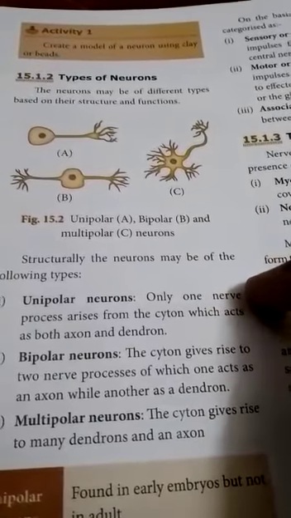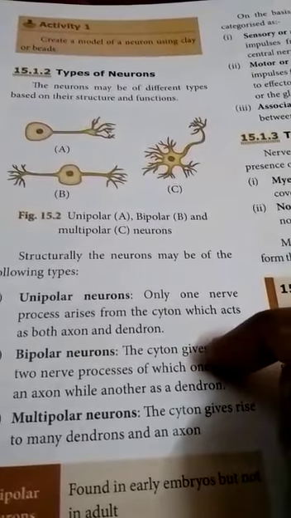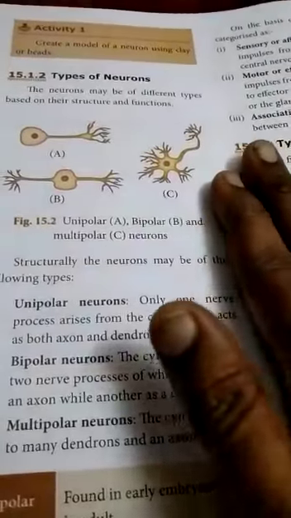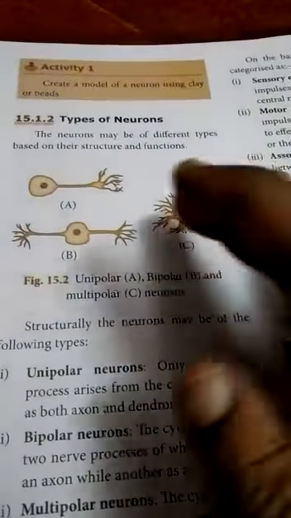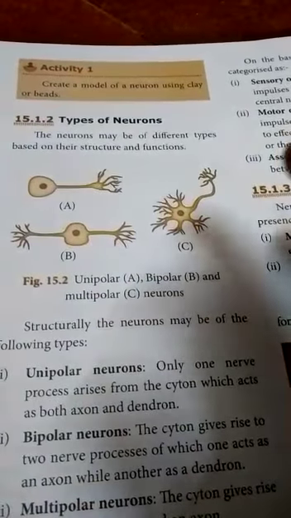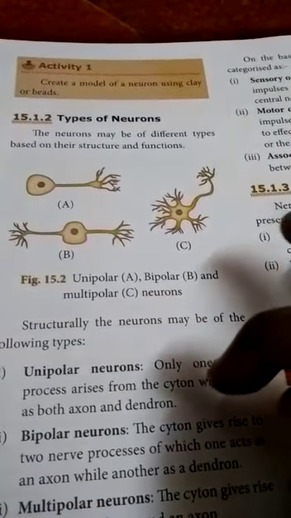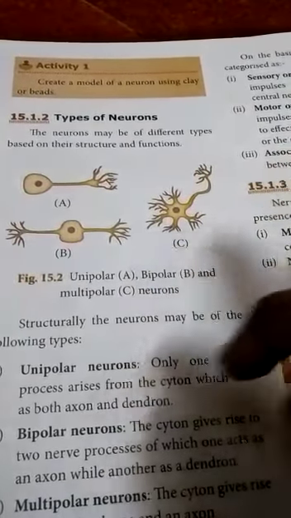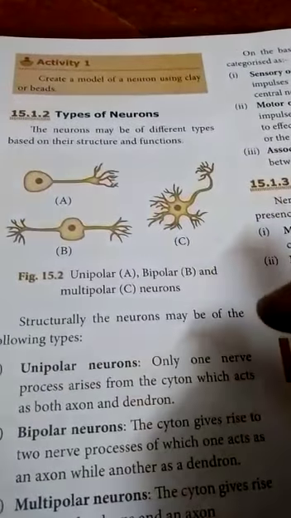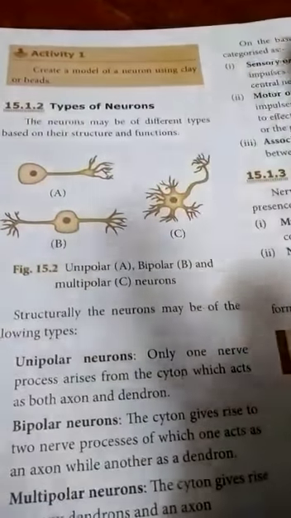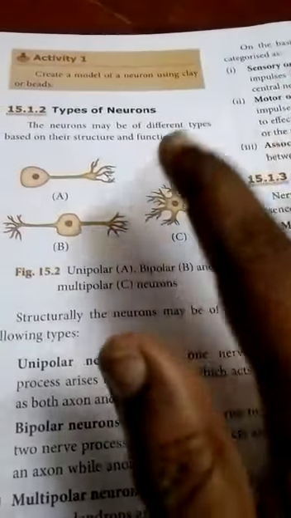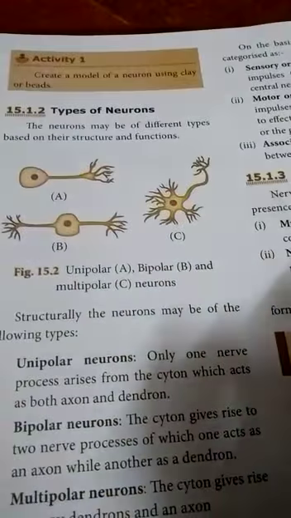The first one is called a unipolar neuron, underline the word. The second one is called a bipolar neuron. The third one is called a multipolar neuron. You see the picture here. Only one nerve process present is called a unipolar neuron. Here the axon and dendron act as only one extension from the cyton.